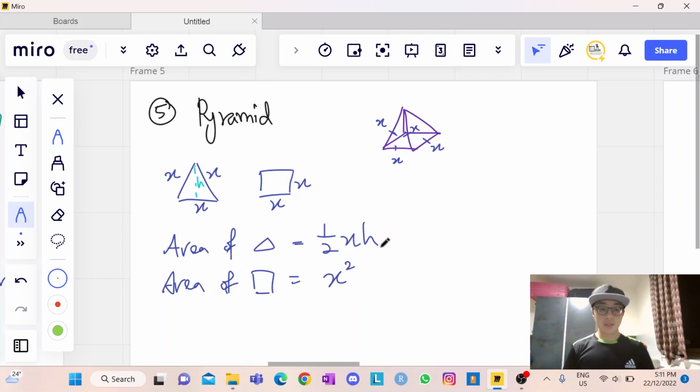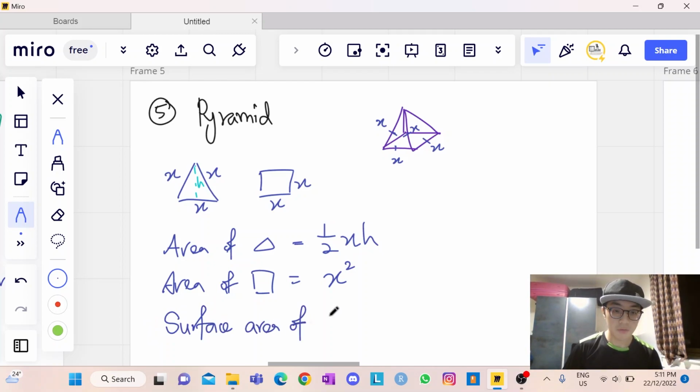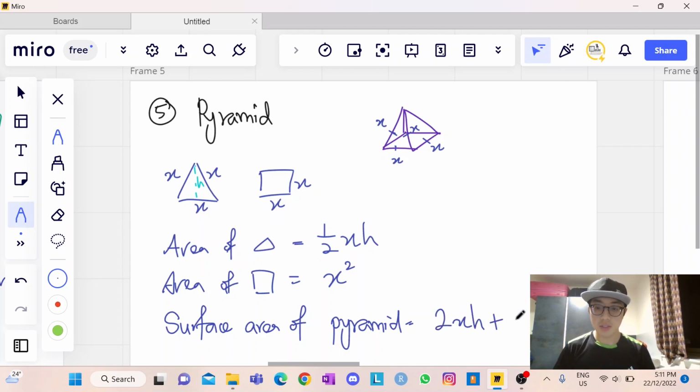So a pyramid is made out of 4 triangular faces plus the base, as you can see there. I don't know if you have seen a pyramid in real life or in any movies. It's basically like a mountain, but with 4 triangles covering it. So the surface area of a pyramid will be equal to 4 triangles, so it's 2xh plus x squared.